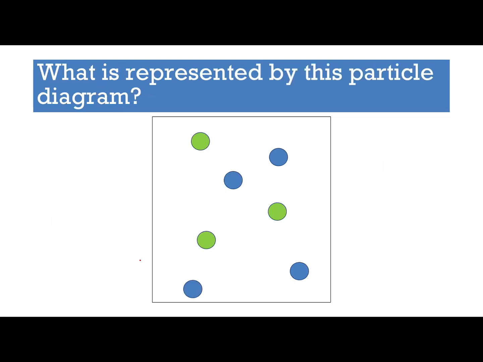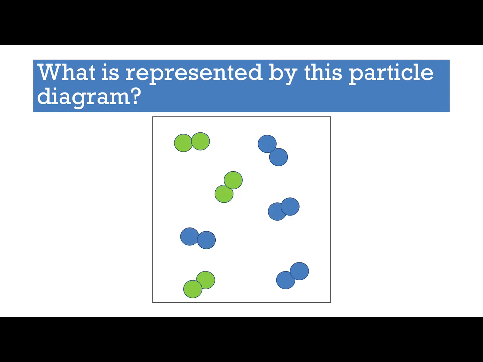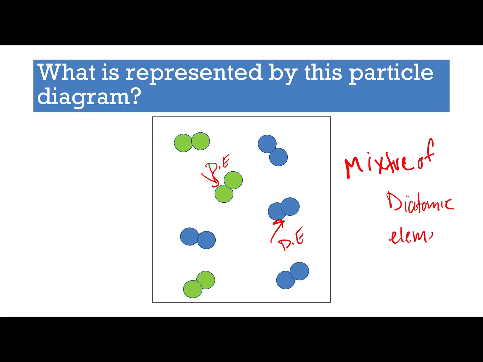Okay, so here is this question. Try it out. What is represented by this particle diagram? So here you should say a mixture of monoatomic elements. Okay, because again, if you label all the different pieces, Me, Me. Next one, try this. What is represented by this particle diagram? So you should say a mixture of, if we label, this is a diatomic element, this one's a diatomic element, so it's a mixture of diatomic elements.